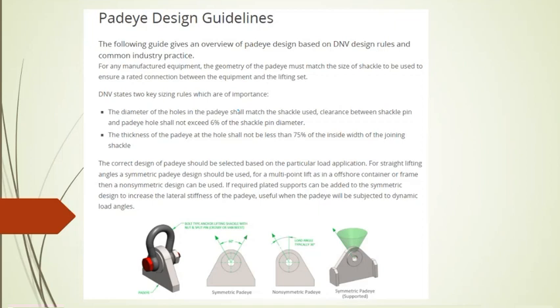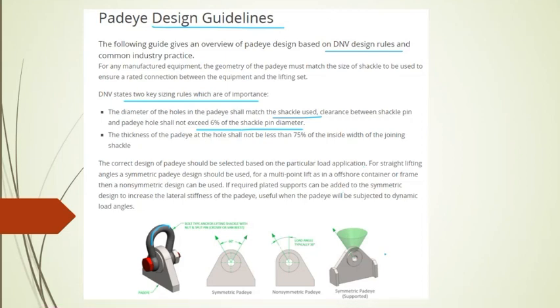So concept wise, if we see the padeye design guidelines, the following guidelines and overview of padeye design are based on DNV rules. DNV states two key slinging rules. The diameter of the holes in the padeyes must match the shackle used. Here you see this is the shackle, and this is the diameter of the hole. Clearance between the shackle pin and padeye hole shall not exceed 6% of the shackle pin diameter.